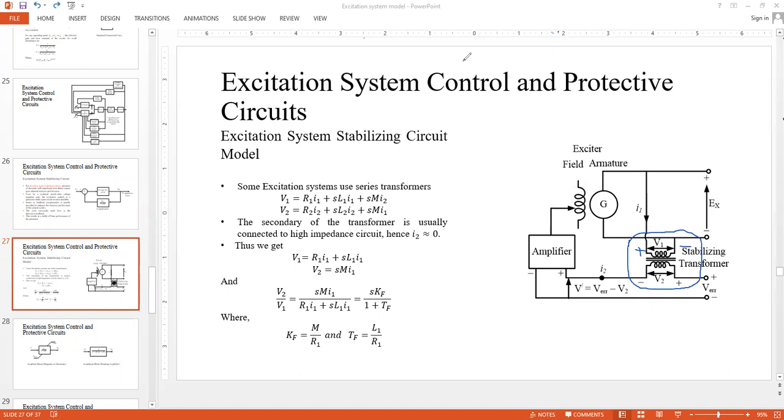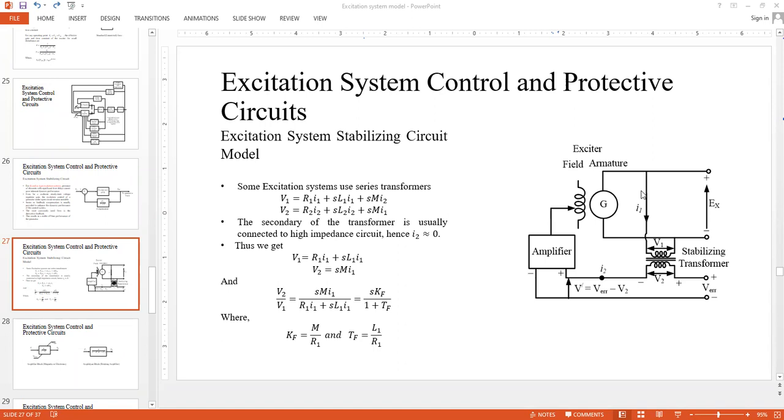I hope you have gone through the transformer polarity test in your undergrad level. With that information, you can know that when this is positive, this should be negative, and when this is negative, this should be positive, and so on, if we apply any alternating input here. But here we can see clearly that this terminal is plus, so that means some plus voltage is coming here with respect to the other terminal in the primary side. So ultimately you have some V2 with this polarity on the secondary side of the stabilizing transformer.